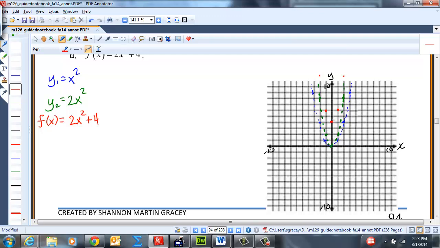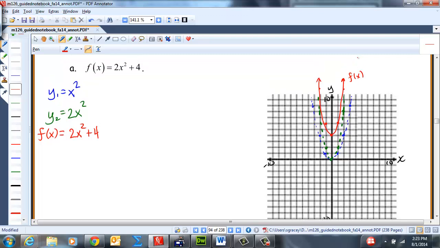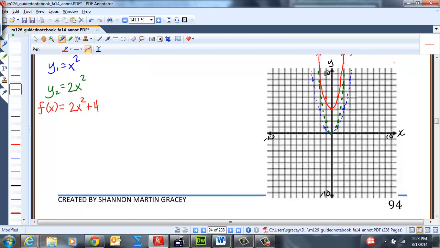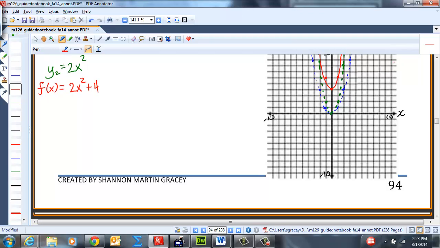So our final graph looks like that. Okay? And so this is f of x is equal to 2x squared plus 4. So that's how we would graph this using transformations.